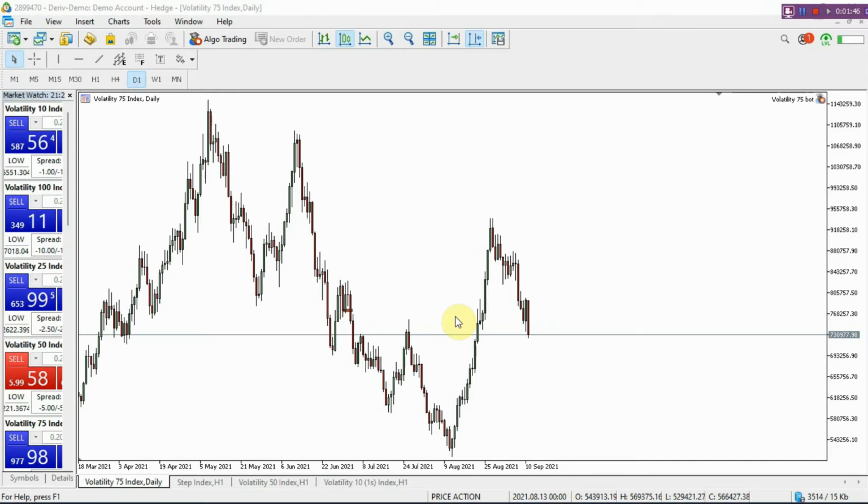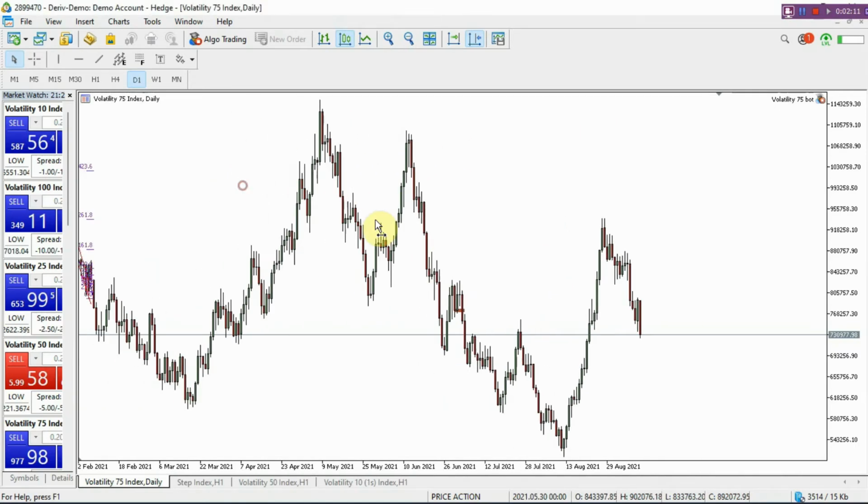Basically, I'll be applying the top-down analysis for Deriv, because I love trading them using the top-down analysis, which means I go from the top to the down, from a higher time frame to the lower one, and we see how markets transited and what to expect for the coming week. So first of all, this is my Volatility 75 Index, and I'm on the daily time frame here.